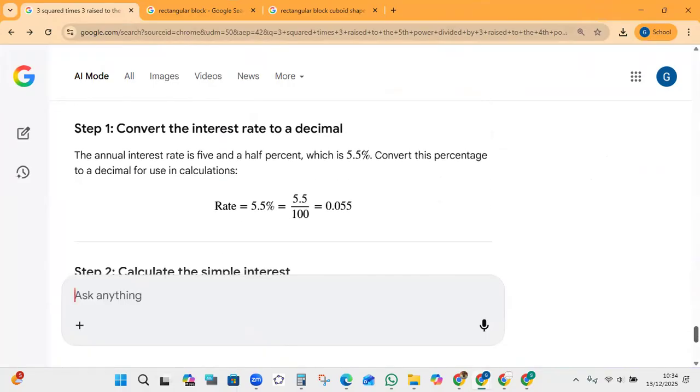So step number 1, you have to convert the interest rate to a decimal. So the annual interest rate is 5.5%. So another way of representing 5.5, instead of putting 5 and 1 over 2, is 5 and 0.5. Okay, so a half, decimal version of a half is 0.5. So it's 5 plus 0.5, that is 5.5%. So you can convert this percentage to a decimal for use in calculations.